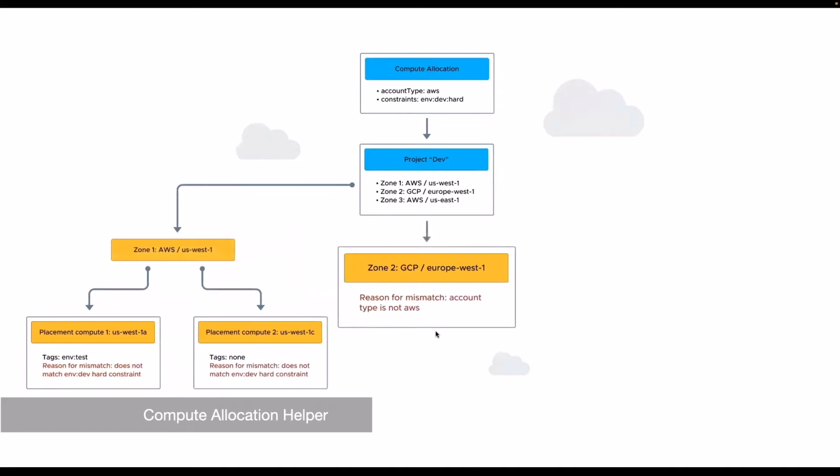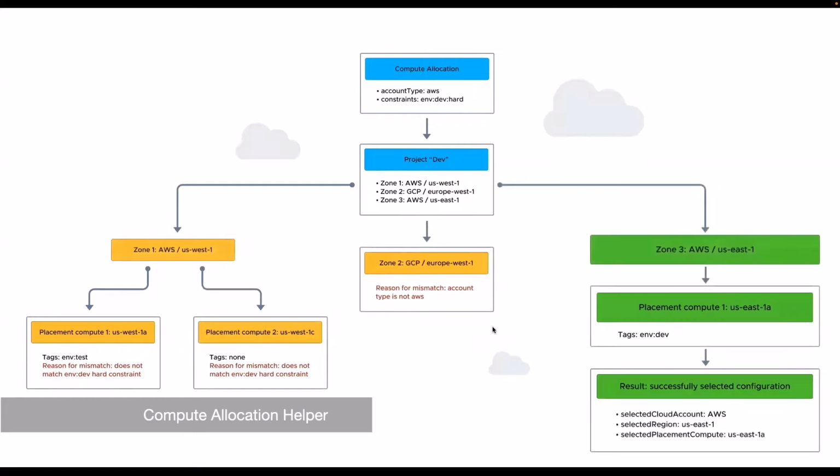The next zone is in GCP, which means we don't even consider its computes because of the mismatch of the account type. The third zone is in AWS and US East 1. It has a lot of computes, but for simplicity, I have depicted only the one with the ndev tag. The others won't be selected for the same reason the US West 1 computes weren't selected. So, as a result, we have a successful configuration. The selected cloud account would be AWS, the region would be US East 1, and the placement compute US East 1A.